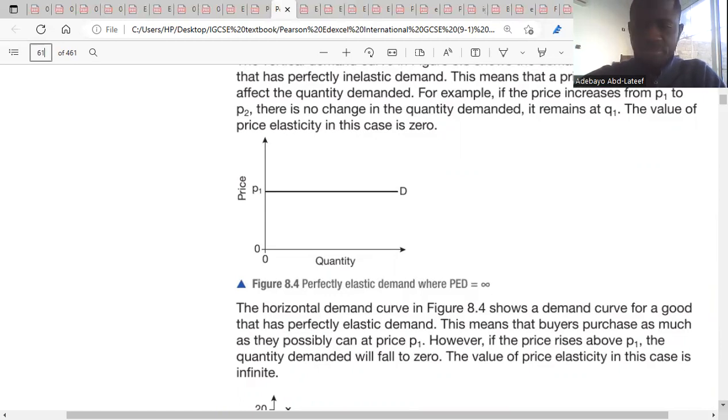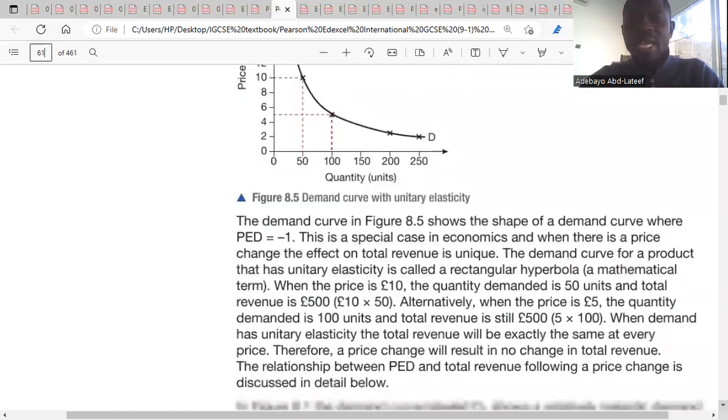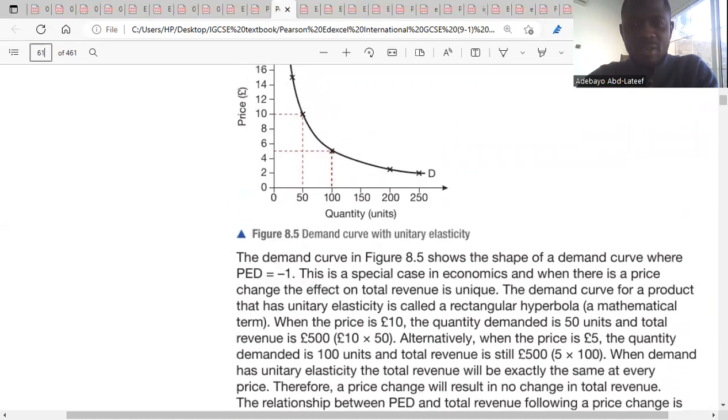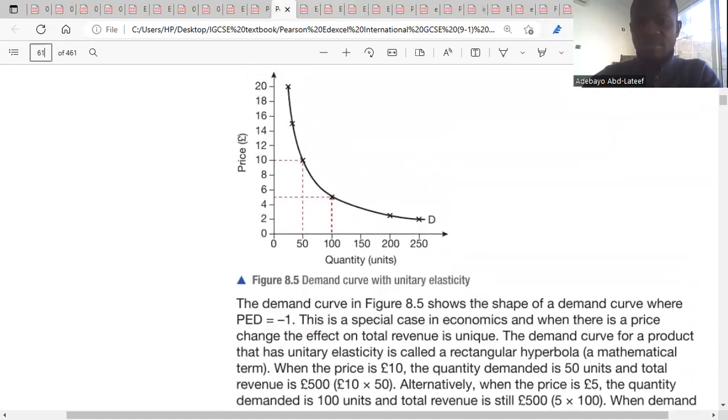So we go on to factors affecting. For the last graph here, which is 8.5, Figure 8.5. Based on this graph, it means it is unitary. The demand curve is unitary. Then we go on.